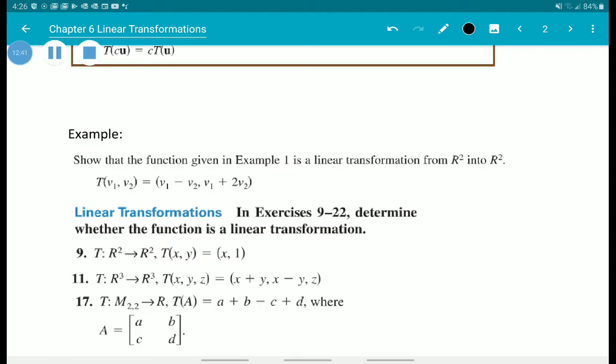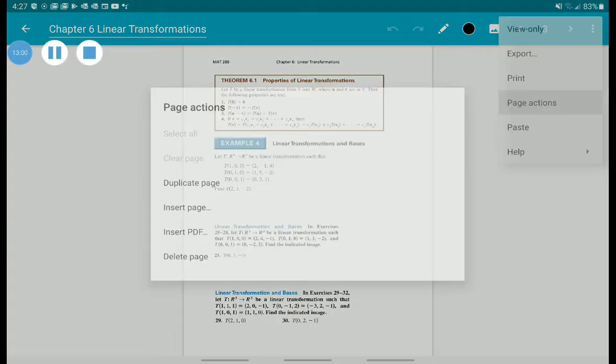So let's do an example where we're going to show that we have a linear transformation. Let's say we have a transformation. This is going from R2 to R2. And we want to prove it's a linear transformation.